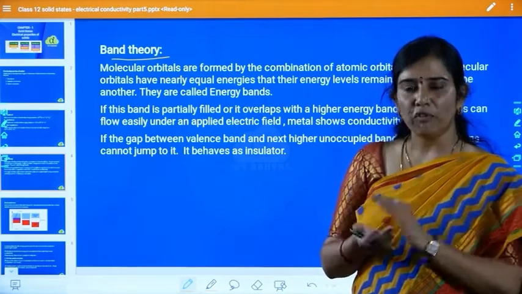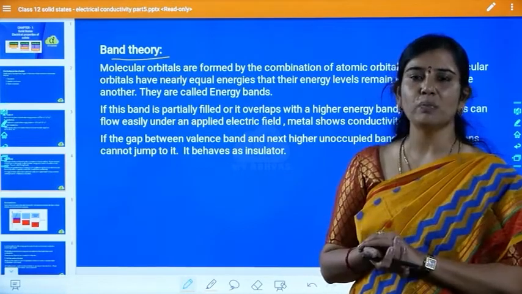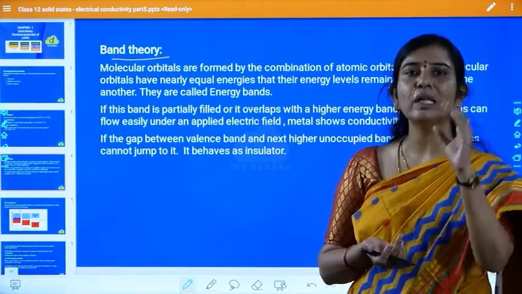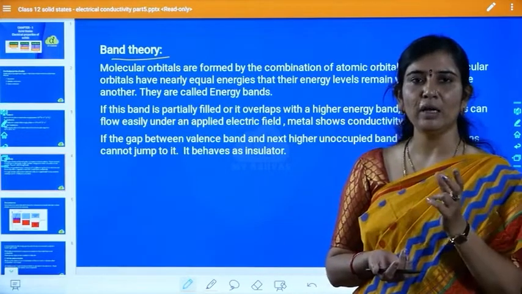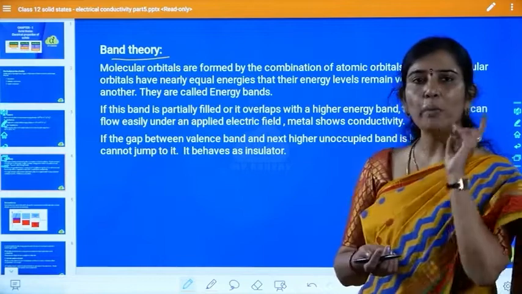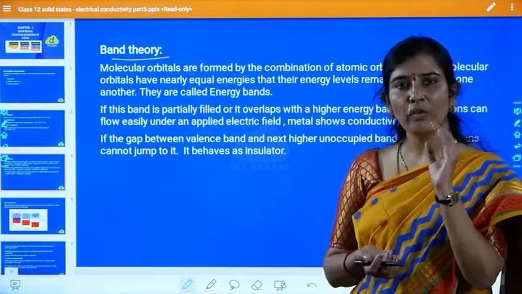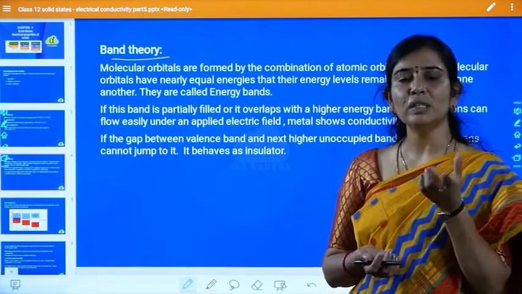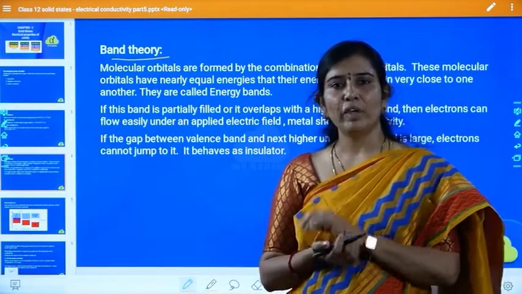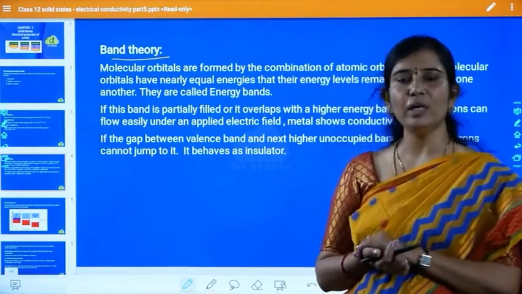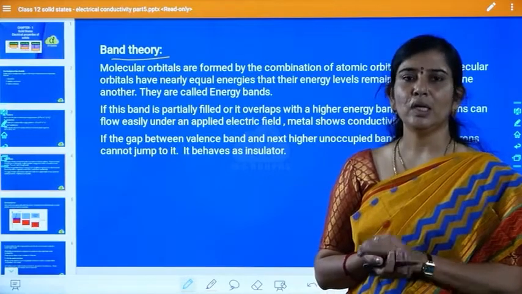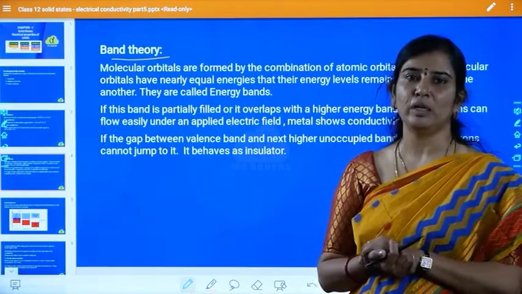There are two types of band. One is known as the valence band and the other is known as the conduction band. In a metal, how many bands will be there? Two bands: the valence band and the conduction band. The valence band may be partially filled or completely filled, and the conduction band is always empty.